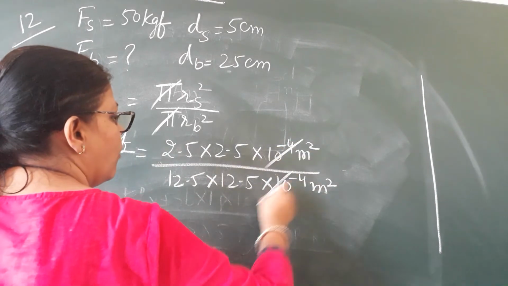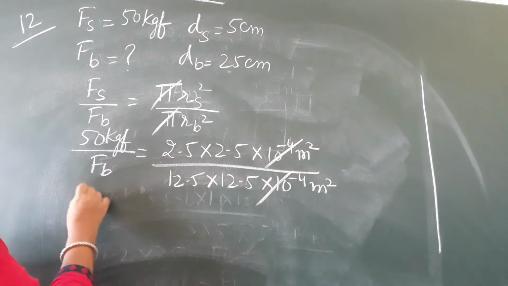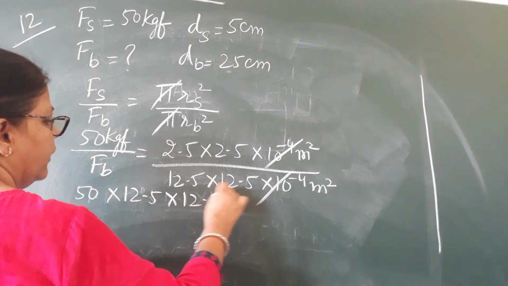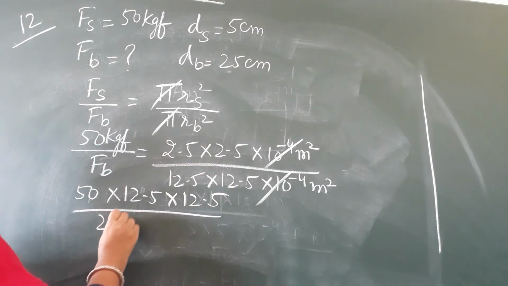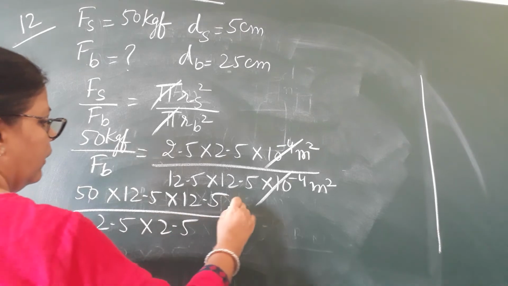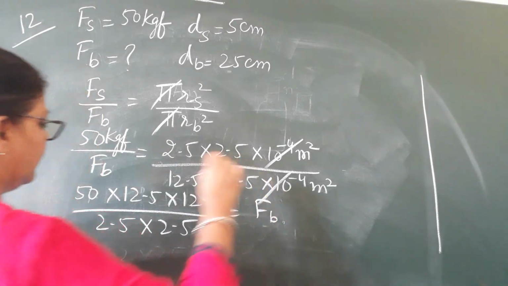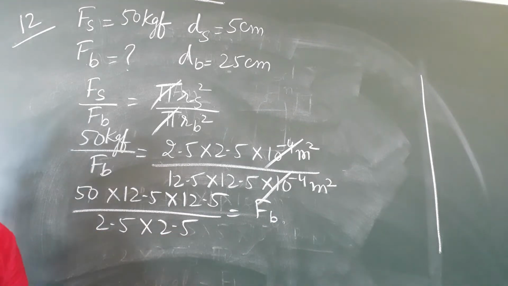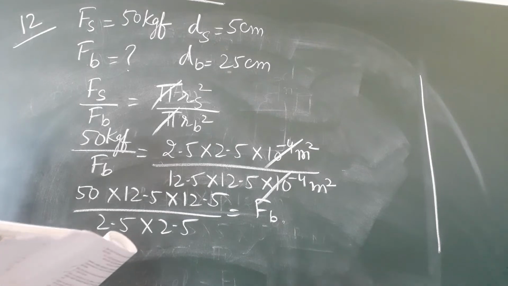I cancel the common things. So it will be 50 into 12.5 into 12.5 upon, this will come here, 2.5 into 2.5, which will be equal to the force on the bigger. I am leaving this question here. I want you to solve it on your own and find out the answer to this question. Okay, so please solve it on your own.